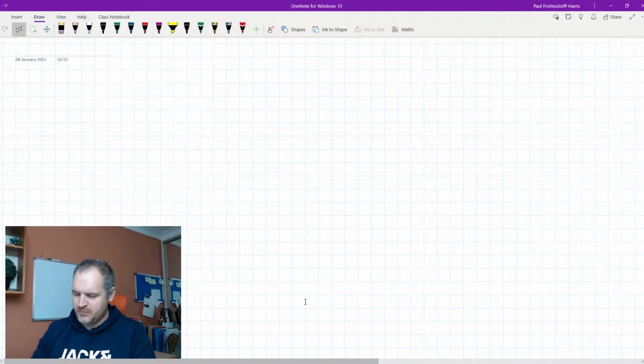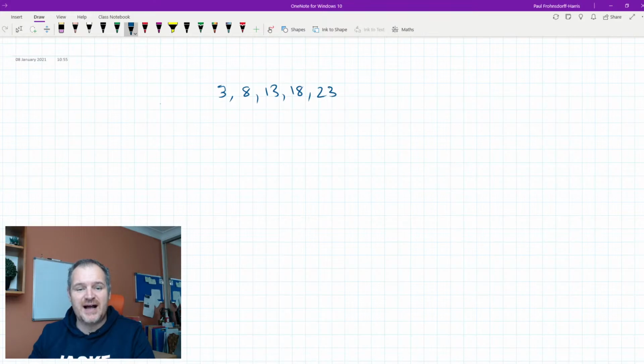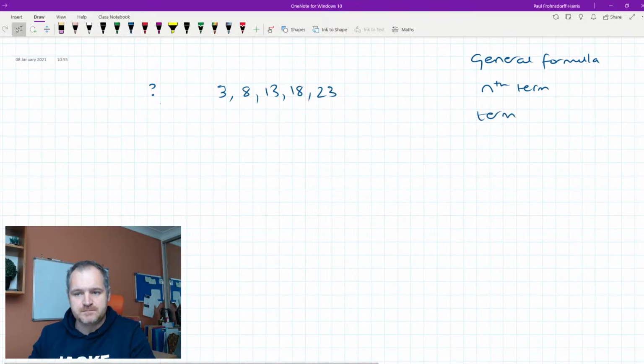And here we go. So let's look at a new question. We've got this question, if I get my pen working: 3, 8, 13, 18, 23. It's basically a disguised times table. So we don't know what the formula is for it. This could be called a general formula. It could be called an nth term. It could be called the term generator. They all mean the same thing.